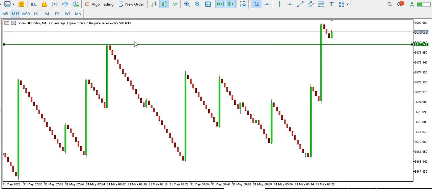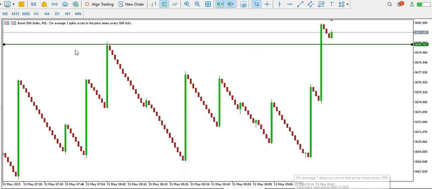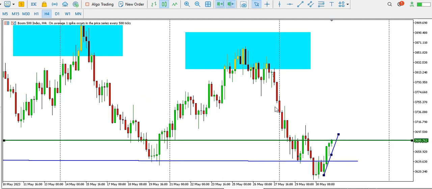Same thing with the 1 minute time frame. We see price spiking up, so you might join the buyers to buy Boom 500 index for now. But for now, on the higher time frame, price is retracing.